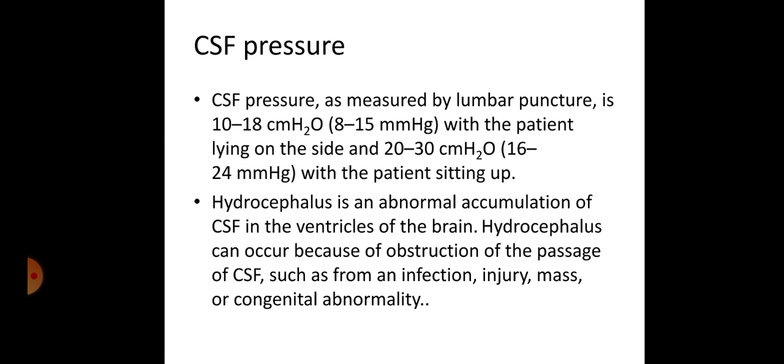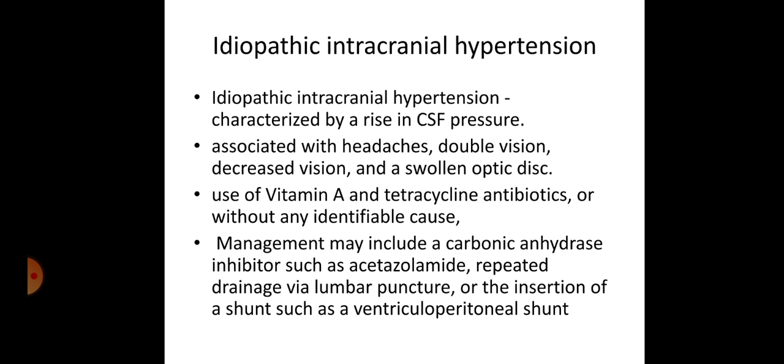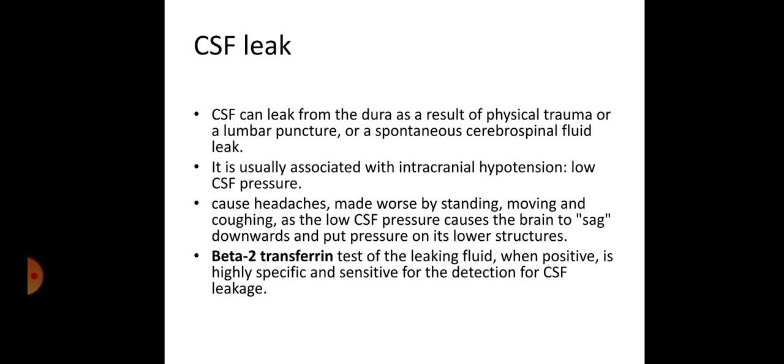One is hydrocephalus, which is abnormal accumulation of CSF in the ventricles of the brain, and hydrocephalus can occur because of obstruction to the passage of CSF. Now another condition is idiopathic intracranial hypertension. It is an idiopathic rise in CSF pressure. It is associated with headache, double vision, decreased vision, and swollen optic disc. It is associated with use of vitamin A, tetracycline antibiotics, and without any identifiable cause such as in women. Now, management of idiopathic intracranial hypertension is by carbonic anhydrase inhibitors such as acetazolamide, repeated drainage by lumbar puncture, or insertion of a shunt such as a ventriculoperitoneal shunt.